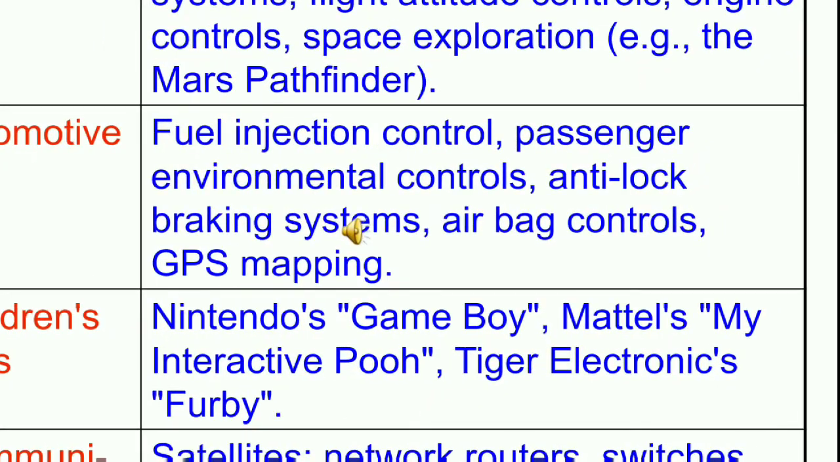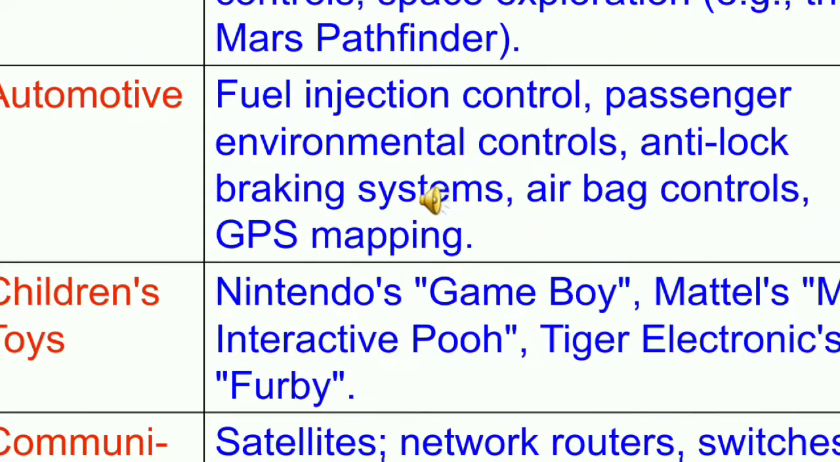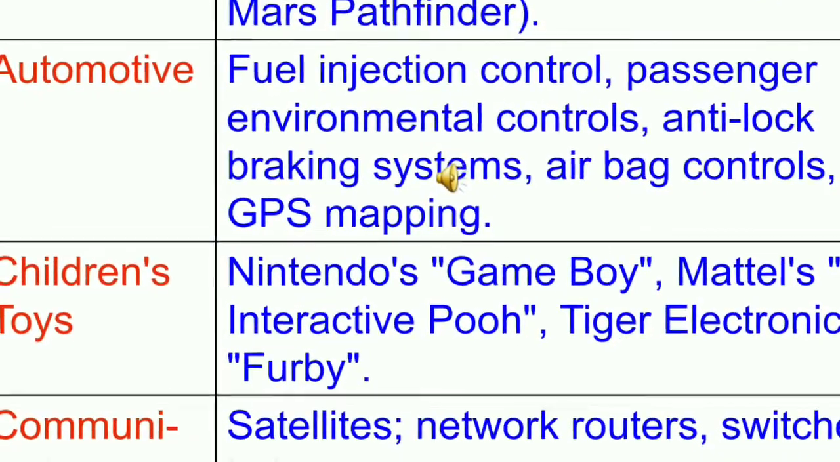Airbag control means, see, there will be an acceleration sensor in a car. When the car is suddenly stopped, it is sensed by the acceleration sensor, and the airbag will be opened automatically. Like that, so many automatic applications are done by the embedded system.